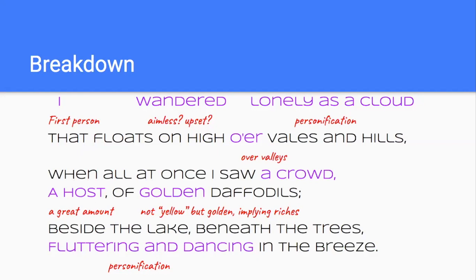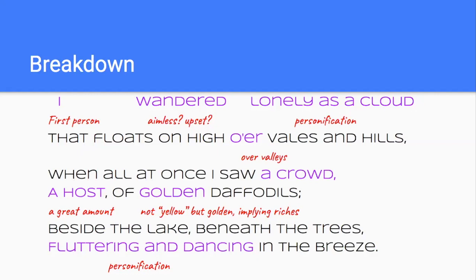The word wandered is interesting to pay attention to. If you look at it, it's not just I walked around lonely as a cloud, it was I wandered. And to wander means that you're aimless, right? And maybe that you're a little upset. If you're wandering around, it means maybe you don't have a destination in place, which is the perfect word to accompany the next part, lonely. Lonely as a cloud, so you're alone in some way.